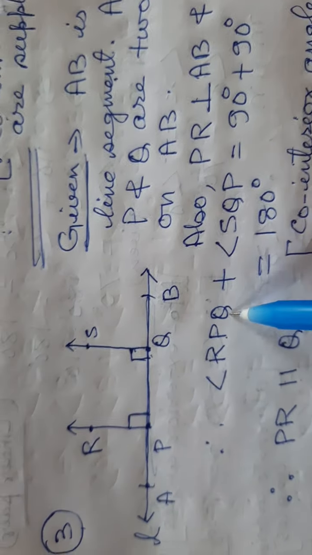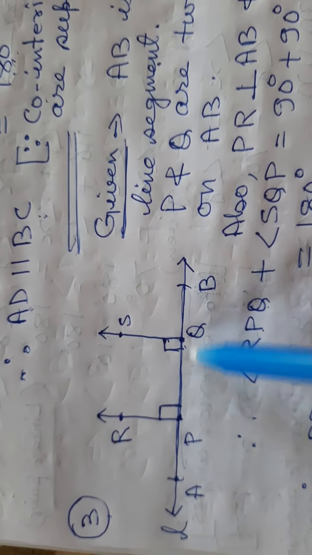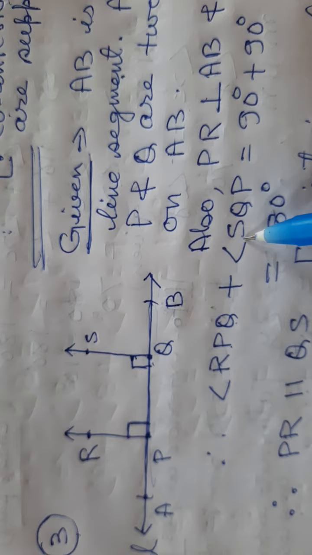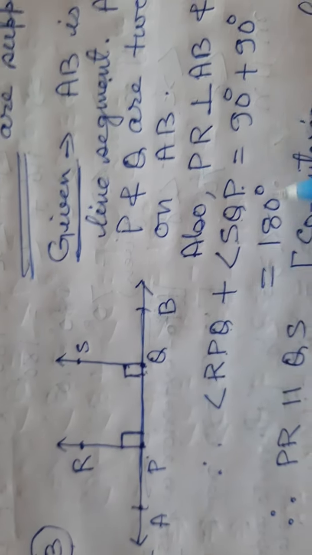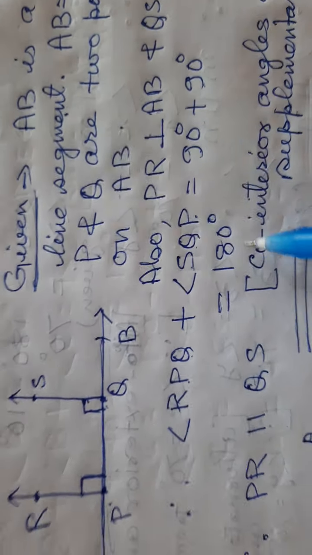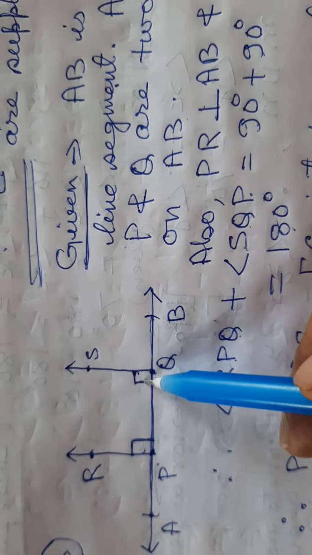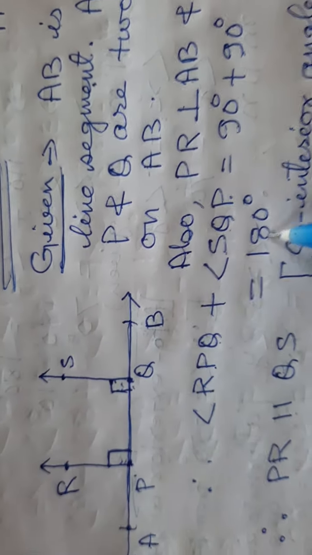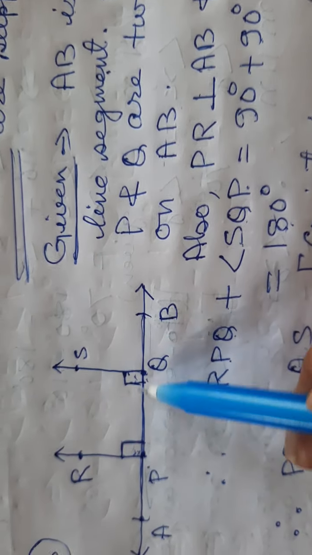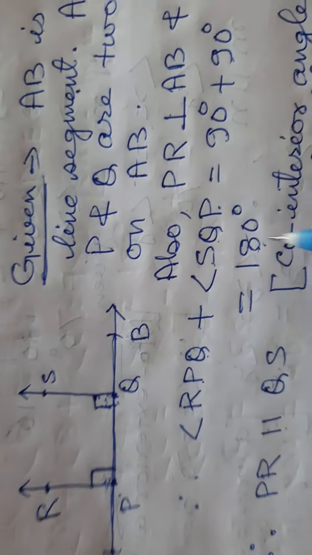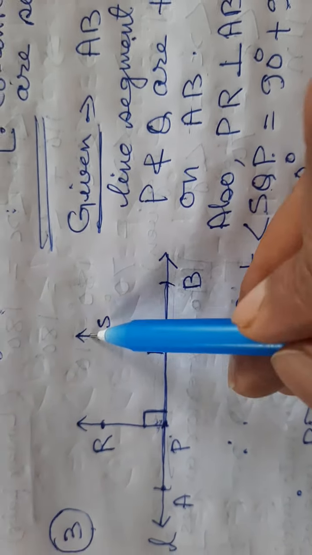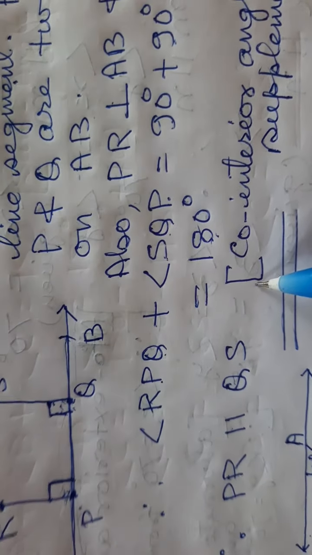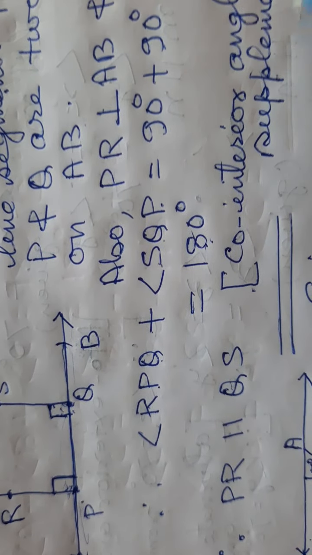Angle RPQ, this angle, plus angle SQP, this angle, is equal to 90 plus 90, 180 degrees. The sum of these two angles is 180 degrees. These two angles are supplementary. Their sum is 180 degrees. Hence, PR parallel QS, since co-interior angles are supplementary.